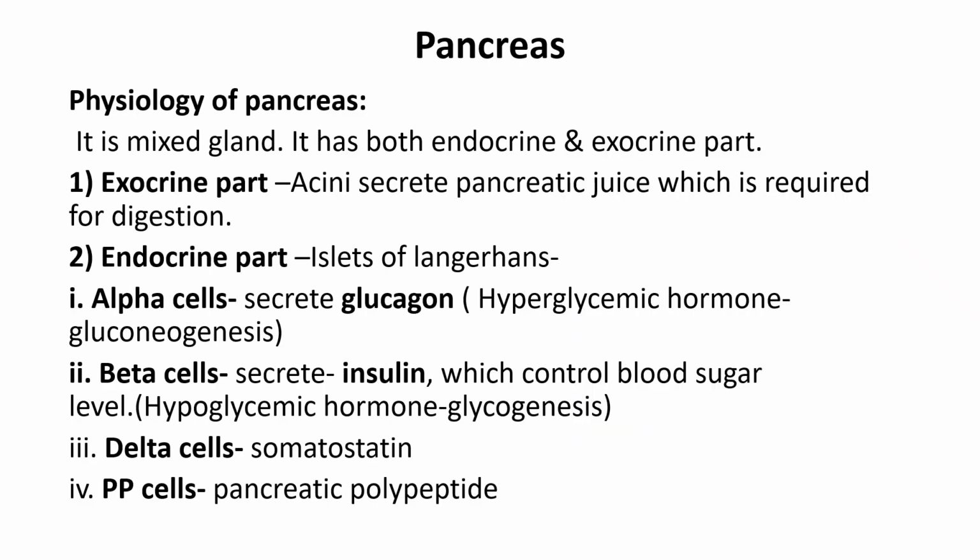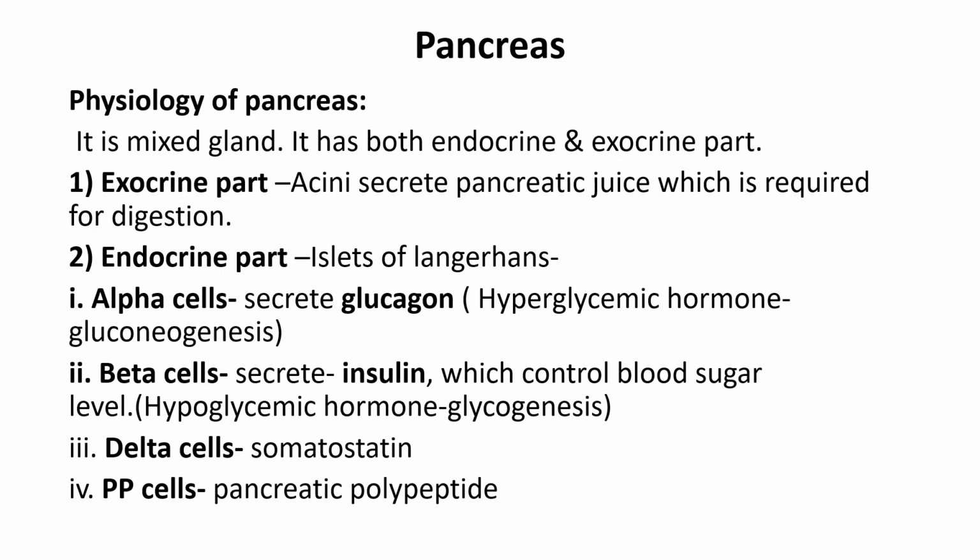The functions of the pancreatic gland: it is a mixed gland, that means it has both functions, endocrine and exocrine. The exocrine part has acini, which secrete pancreatic juice, which is required mainly for the digestion of proteins, and it is carried through the pancreatic duct, which opens into the duodenum. Then the endocrine part is called the islets of Langerhans.